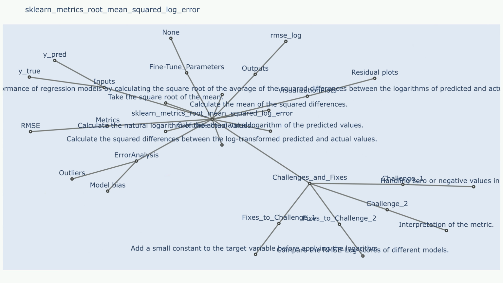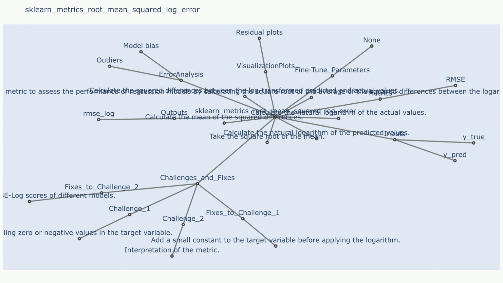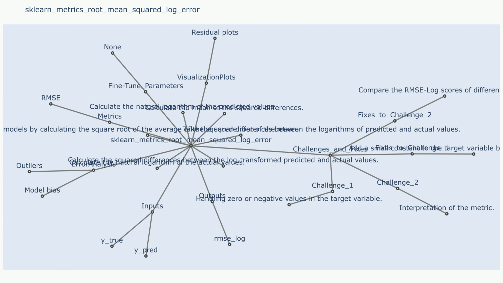Challenges and fixes. Challenge 1: 0 or negative values in y_true or y_pred. Sample use case that resulted in challenge 1: if your dataset contains 0 or negative values in either the actual or predicted values, the logarithmic transformation involved in RMSLE might lead to errors or undefined values.